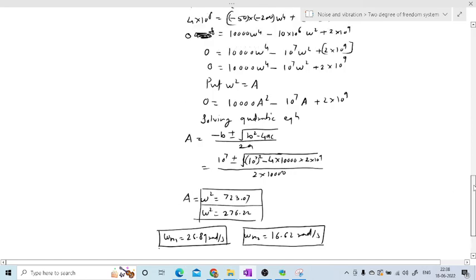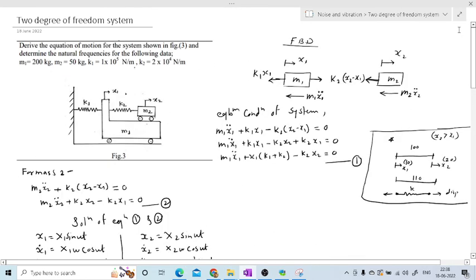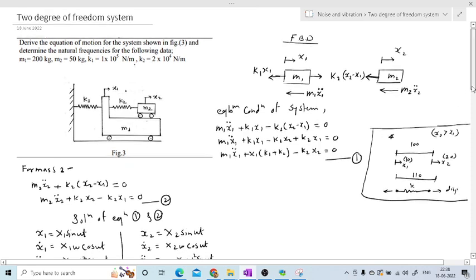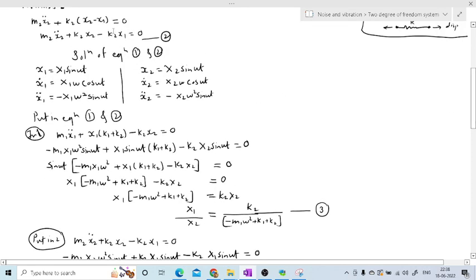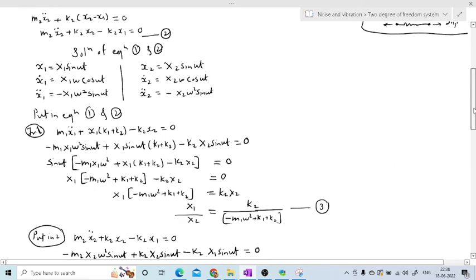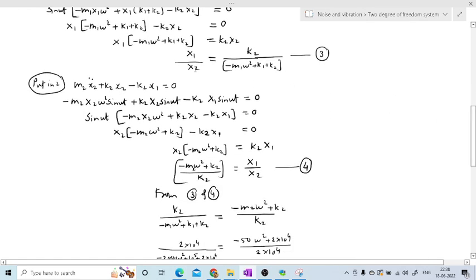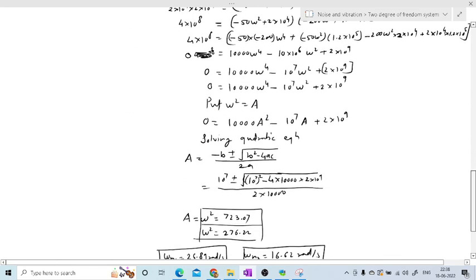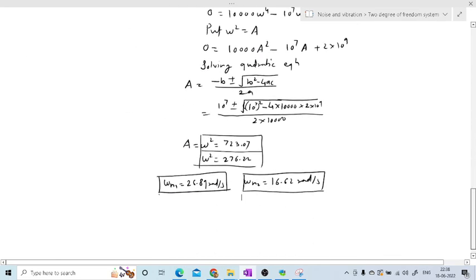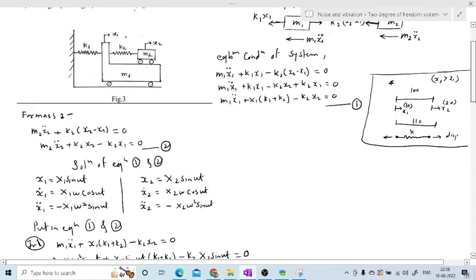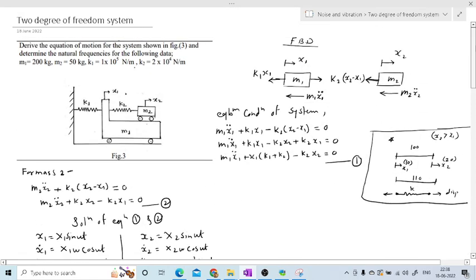Actually this problem is lengthy, but how to remember it? First draw the FBD, then write the differential equation, then put the solution into the differential equation. We will get the x1 by x2 ratio two times. Equate this ratio and you will get the answer. But for that we will have to perform some calculations.